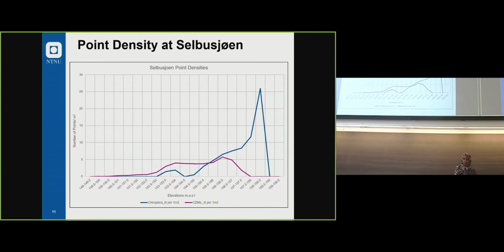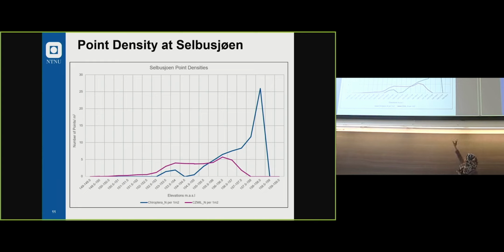Here we have the point densities as Selbischen, and these point densities were measured for 1 circular square meter. And we see that in Sesmel it goes a little bit to the deeper elevation. That means it has an ability to penetrate deeper than Chiroptera.